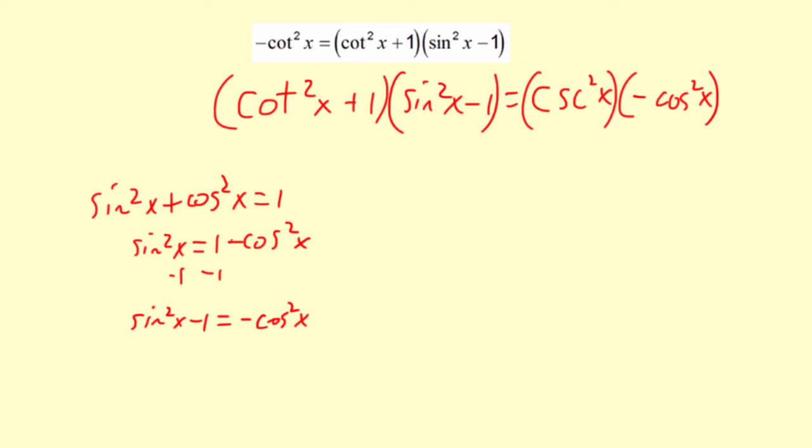So being able to find and apply the correct identity makes this a lot easier. If I didn't apply a Pythagorean identity, I could FOIL this and then maybe simplify it that way, but these identities make it a lot easier.